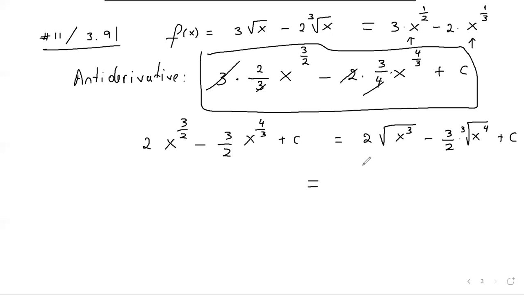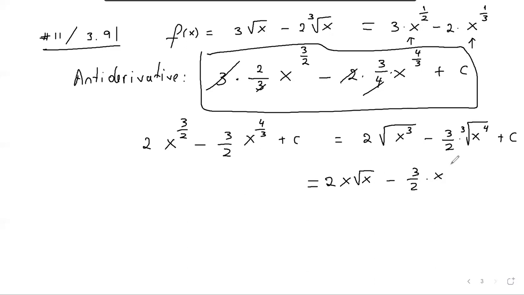And this can be simplified a little more. Now, remember that when you do the square root of x cubed, you can write x cubed as x squared times x, and that's going to be 2x square root of x. And the other one is negative 3/2 times, and over here, cube root of x to the 4, the same logic, x to the 4 is x cubed times x.